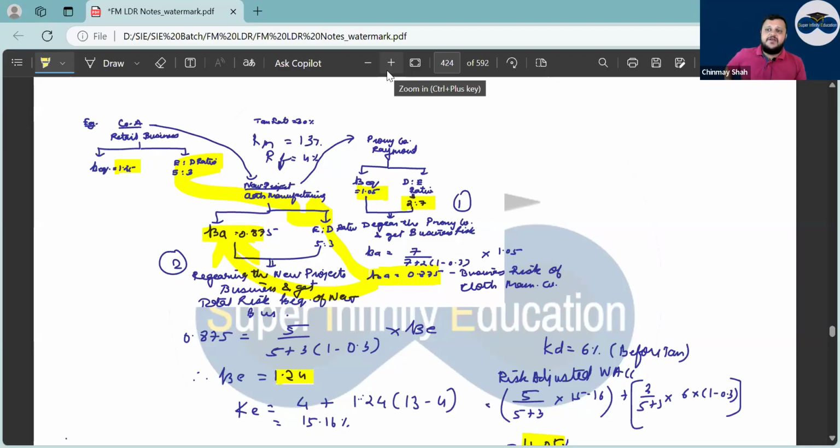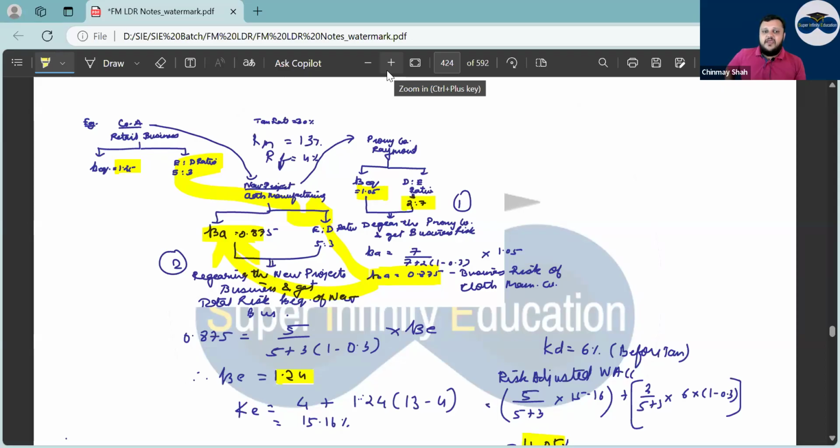You have equity risk, right? And the formula is what? Beta asset is equal to what? Beta asset is equal to value of equity divided by value of equity plus value of debt (1 minus tax rate), into beta equity. This is how you find the beta asset. So you de-gear the beta equity, get the beta asset. Take that beta asset into the new project, correct?